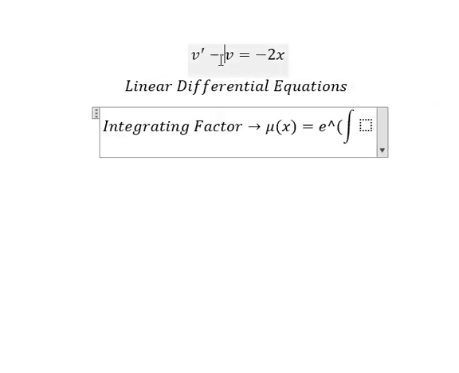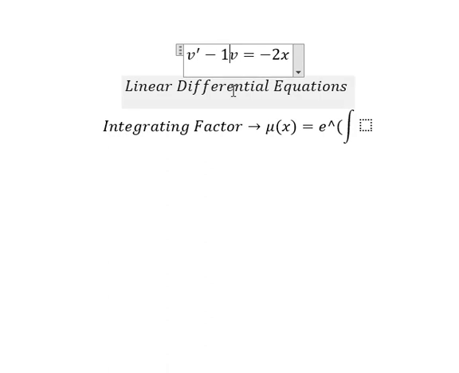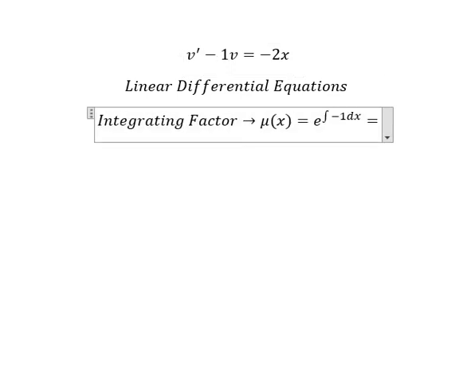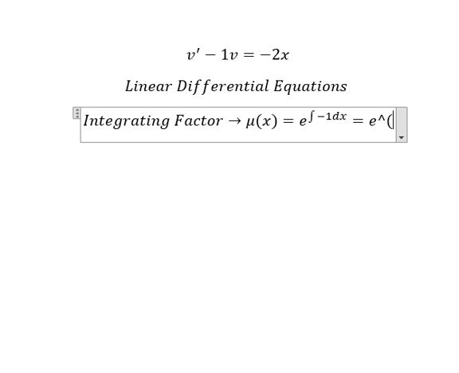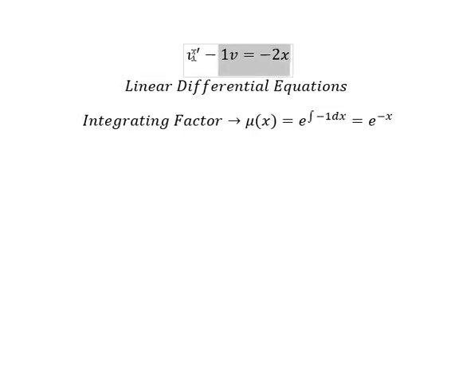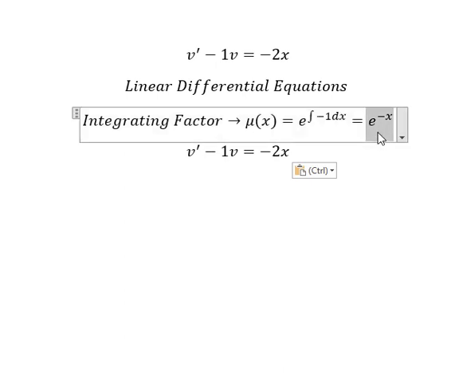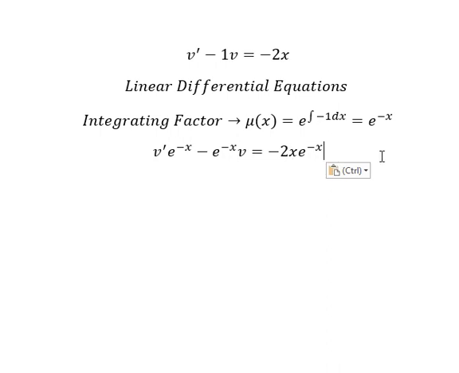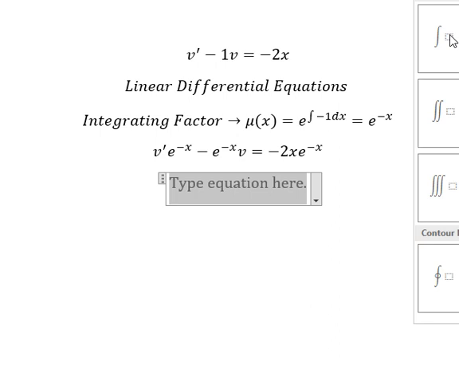We can see that we have negative 1. So negative 1, that is for the integrating factor, and I will put this one gone here. And we have e to the power of negative x. That means we need to multiply both sides by this one. Now we put the integration for both sides.